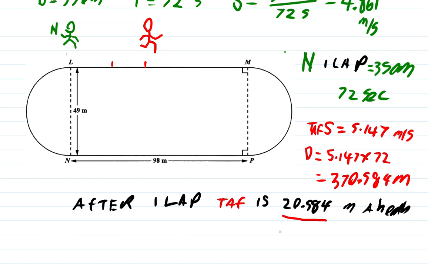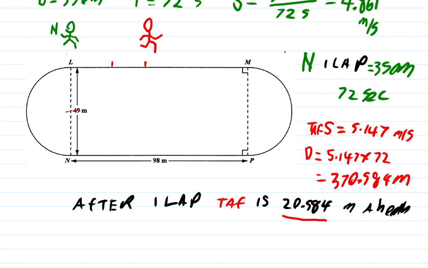So the question is, how many laps would have to be done in order for Tafari to be 350 meters in front of Nathan?